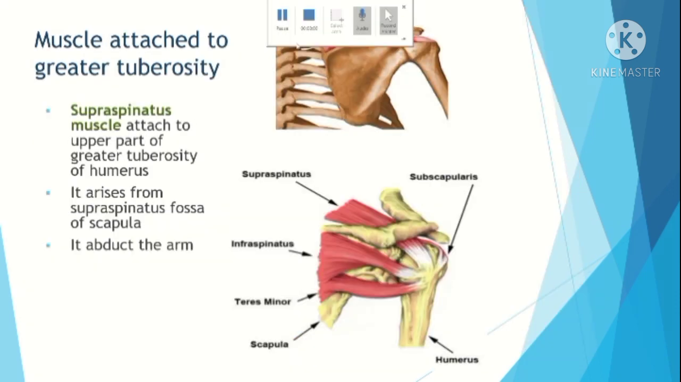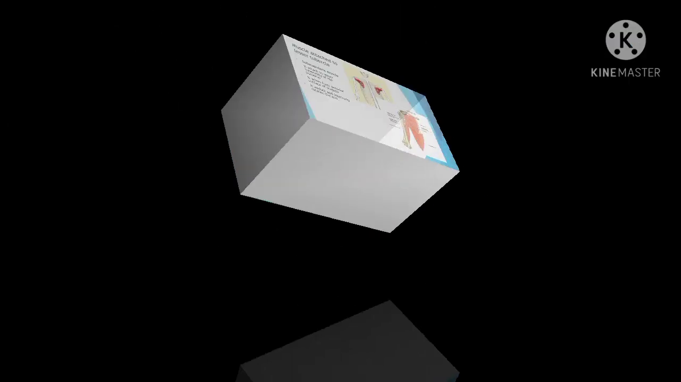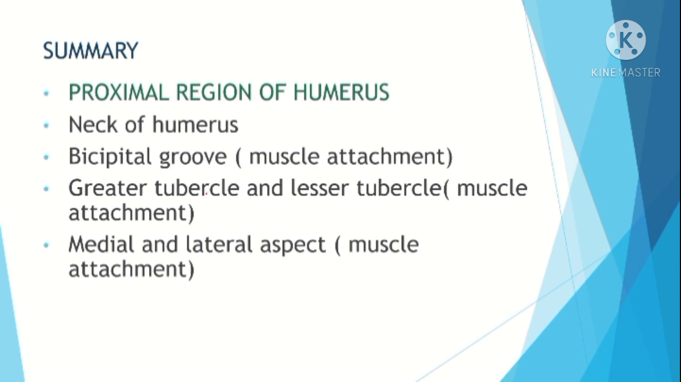So today, what all did we learn? We learned regarding this diagram, which I also showed you, right? The teres minor muscle attaches from the posterior region. Then this is the supraspinatus, from the top of the greater tuberosity. Then this is the muscle from the anterior region, right? Yeah. So I am done with my topic today.